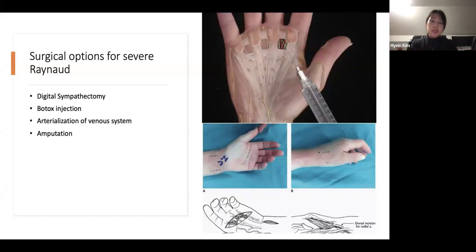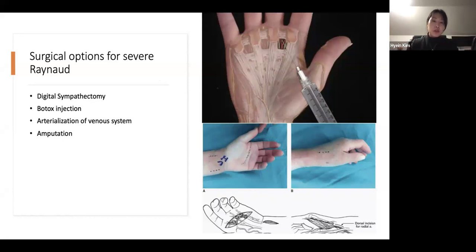There's digital sympathectomy or Botox injection. It's kind of a similar idea, but what you want to do is, when our body feels the cold temperature and sends a signal, you want to almost block out that signal to the fingers by either doing a nerve block or sympathectomy or Botox injection. Again, sort of paralyzing that signal.